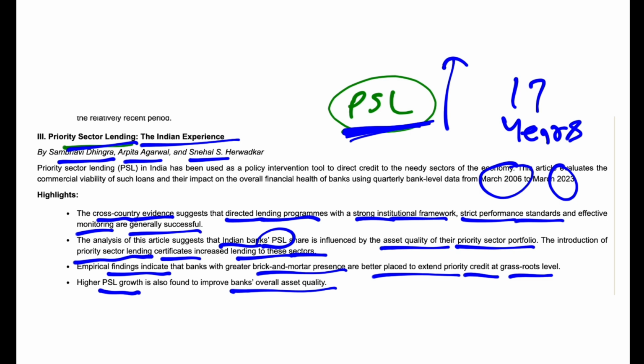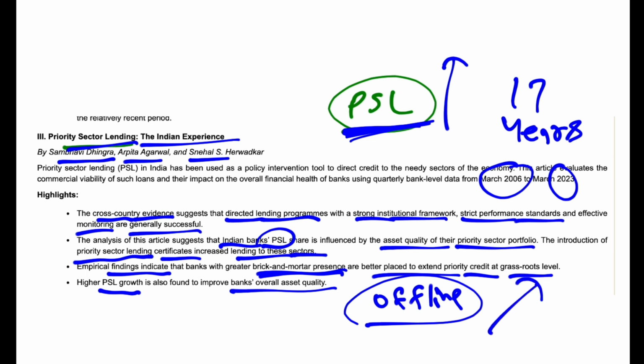They also said that the brick and mortar banks, the offline banks, the typical traditional banks which have branches, are better at doing priority sector lending compared to the digital banks or the neo banks or the new age banks, right? And look, it is not like priority sector lending applies to everyone.